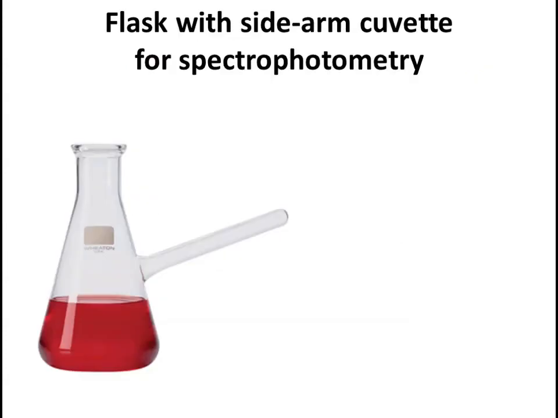You'll carry out this experiment in a flask that looks something like this. You can see that this flask has a side arm cuvette. And you may see this type of flask described by a few different names, and LabTutor refers to it as a tonometer.